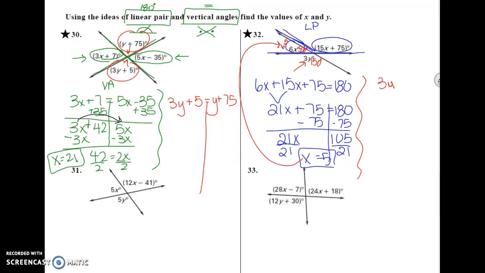So this equation is just 3y equals 150. Divide by 3. And y equals 50. The two equations depended on each other, but when we plug the 5 back in, the y equation turned out to be pretty fast and easy.